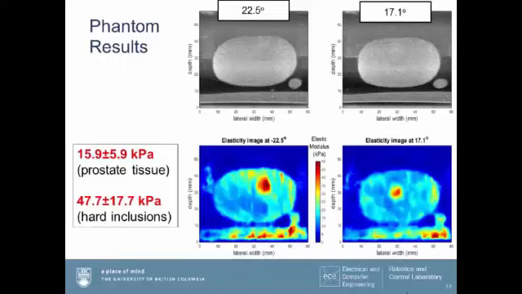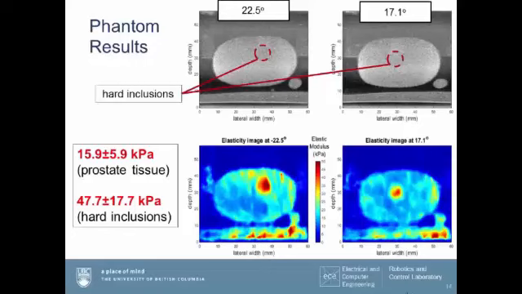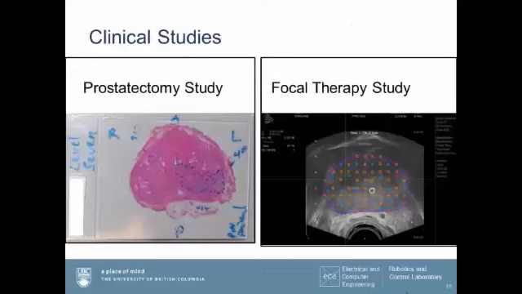Now these are 2 different planes with actual elasticity results, the 2D maps. We do compute this elasticity for the entire volume, so we get it in 3D. And in this case, I picked 2 planes that have the inclusions in them, and you can see the scale in the middle is in kilopascals from 0 to 50. So our measurements do match up with expected values.